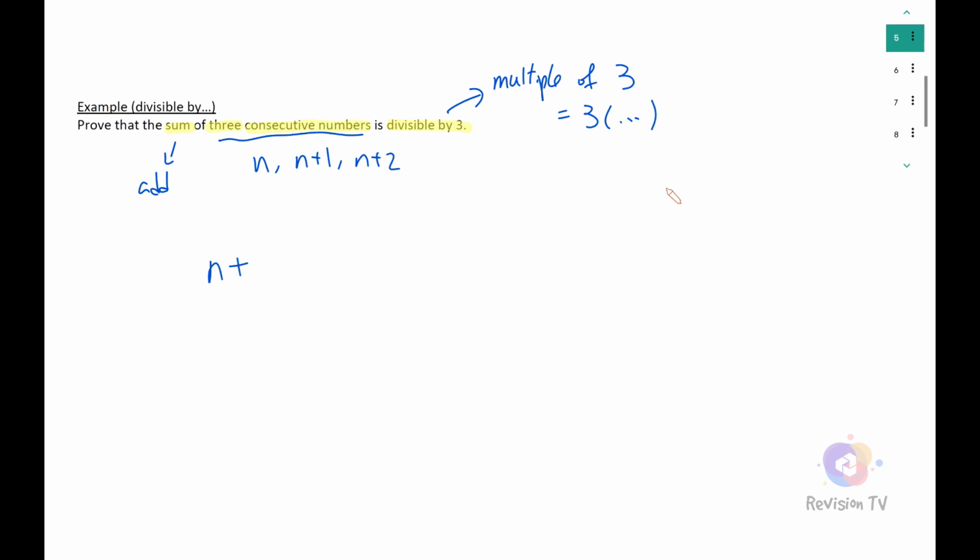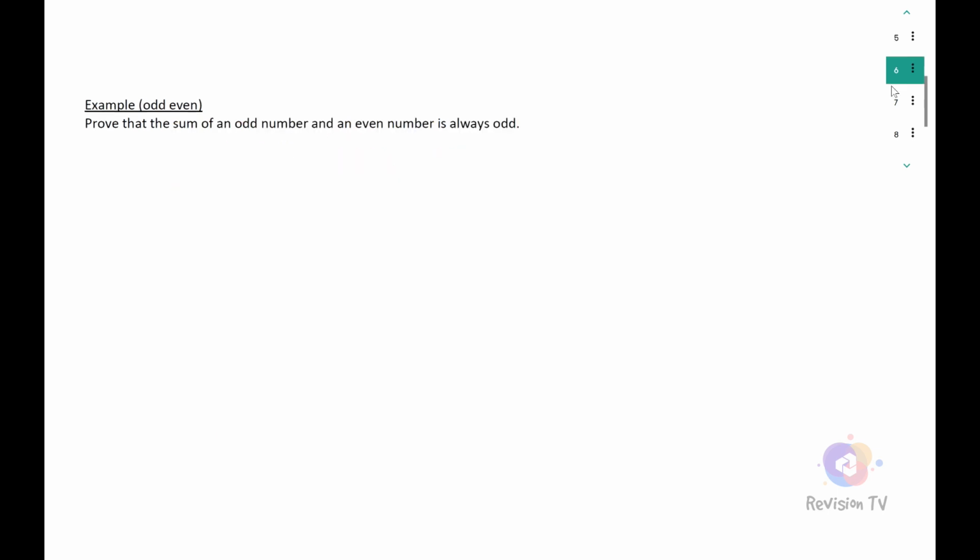So n plus n plus 1 plus n plus 2, which equals, collecting the like terms, 3n plus 3. Multiple of 3 means our final line has to be 3 times something. We can do that. 3 bracket n plus 1, and that's the answer. You have shown that. You can write it's a multiple of 3 or it's divisible by 3, but it doesn't matter.